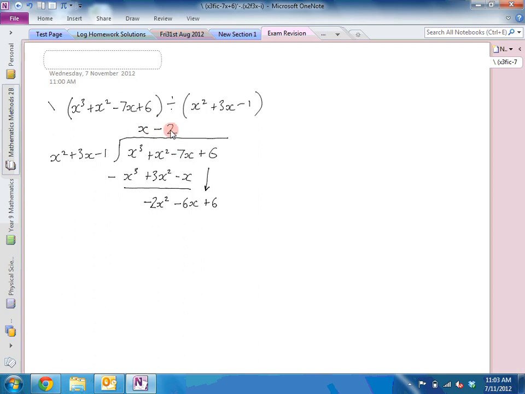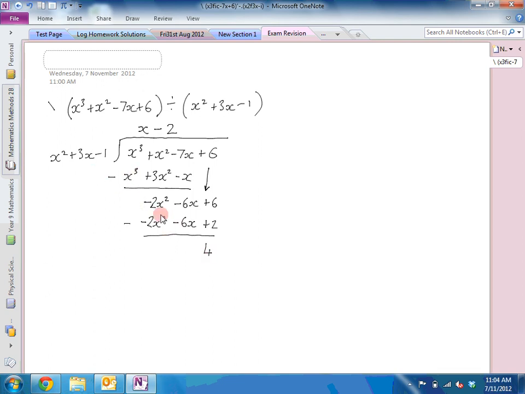Now, minus 2 times x squared is minus 2x squared. Minus 2 times 3x is going to be minus 6x. Minus 2 times minus 1 is plus 2. Rule in our line, put in a minus. Minus 2x squared minus minus, so it's plus, gives me 0. Minus 6x plus 6x is 0. And 6 take 2 gives me 4. And we're ready for the next bit.